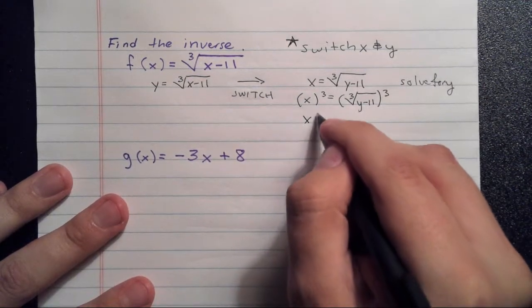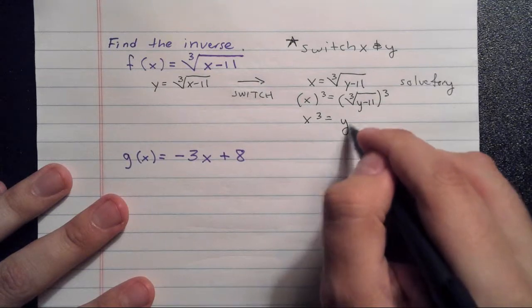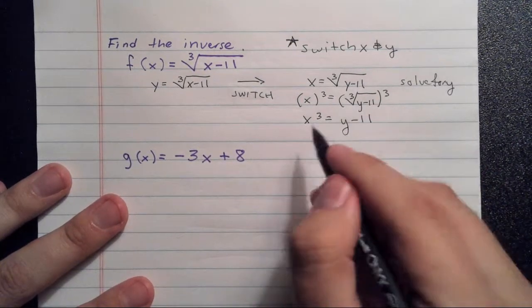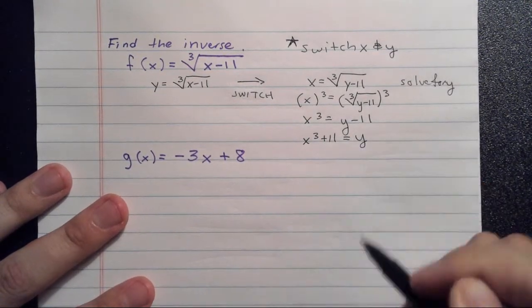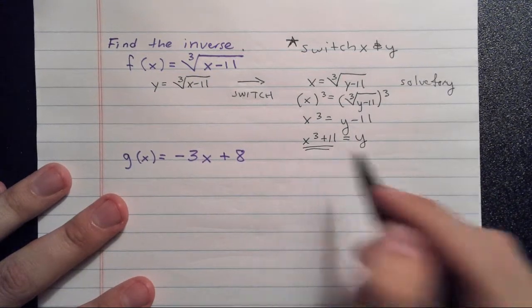So this will leave me with only x cubed. And over here, the whole idea is cubing a cube root leaves me with whatever is in the radicand. Now, how do I solve for y? Of course, I'm going to add 11. And that's y. So this right here will be the rule for my inverse.